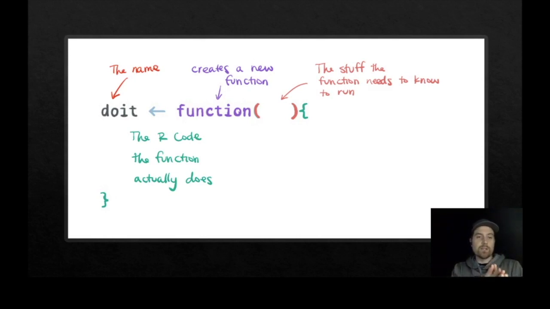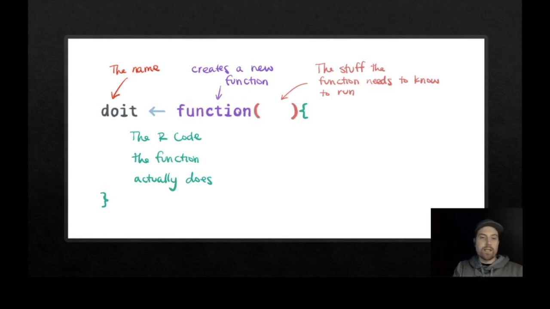So you can see all these pieces. We get a name, we use the function. We'll have some stuff possibly inside of the parentheses, and then an open and closed curly bracket with code in between. And that's it. And then a function's going to do whatever you tell it to.